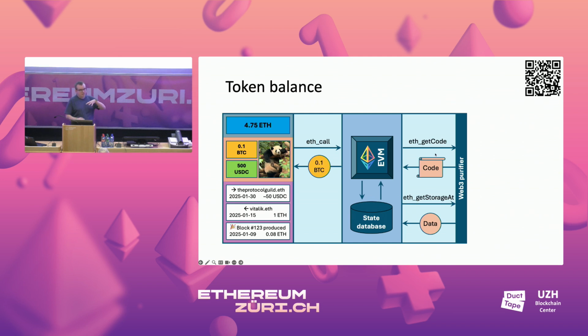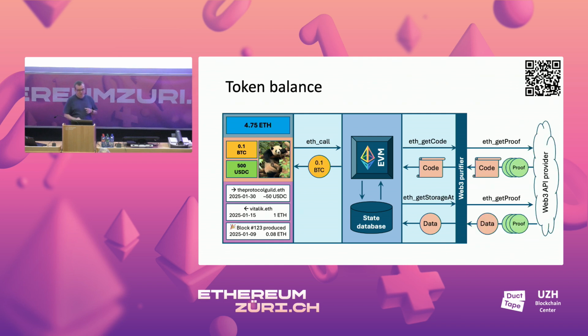And because the state tree that we have seen before doesn't only contain all the balances, but also all the code and all the storage slots, we can use the same eth_getProof infrastructure here and validate it with the same state root as before. That way we get a secure way to obtain token balances.